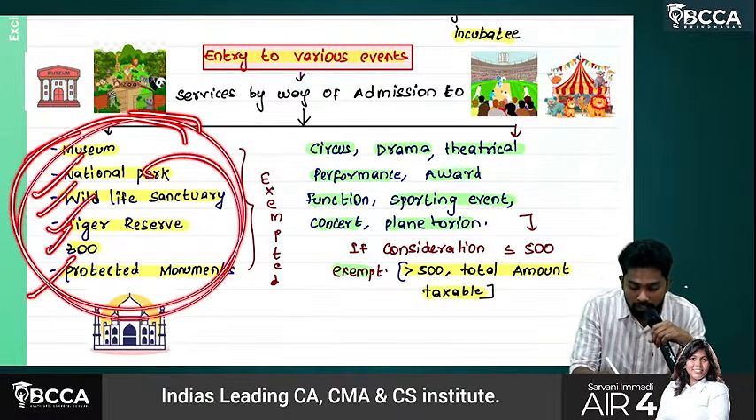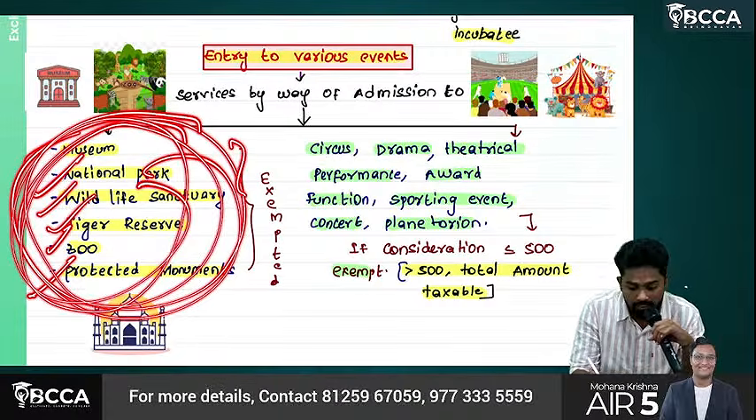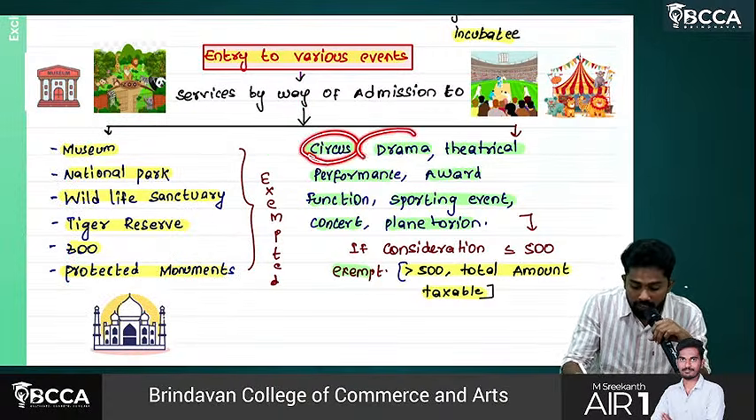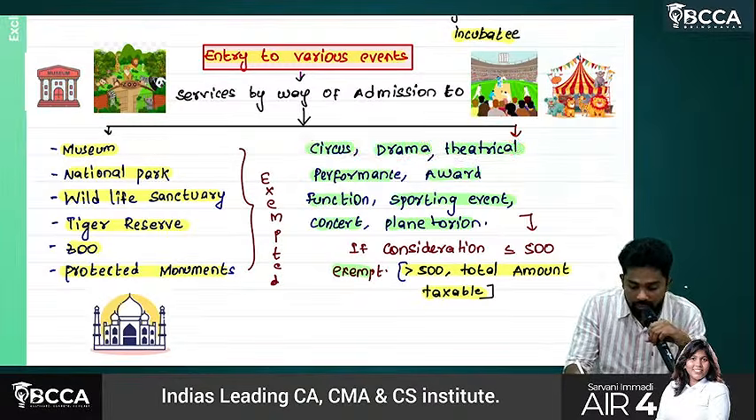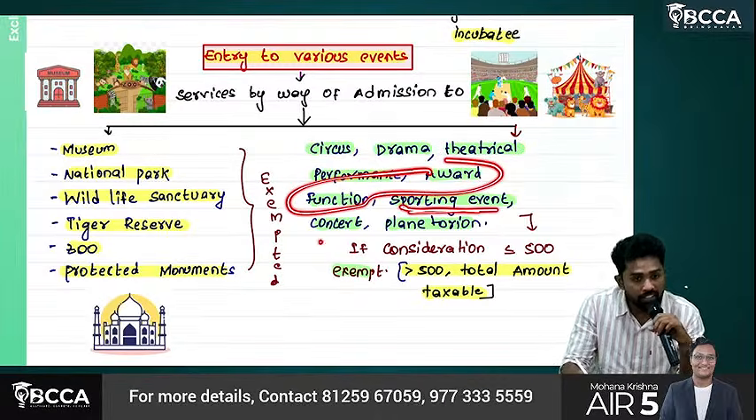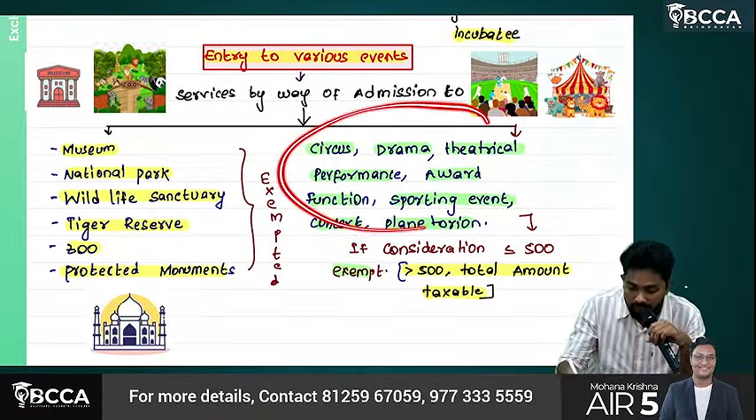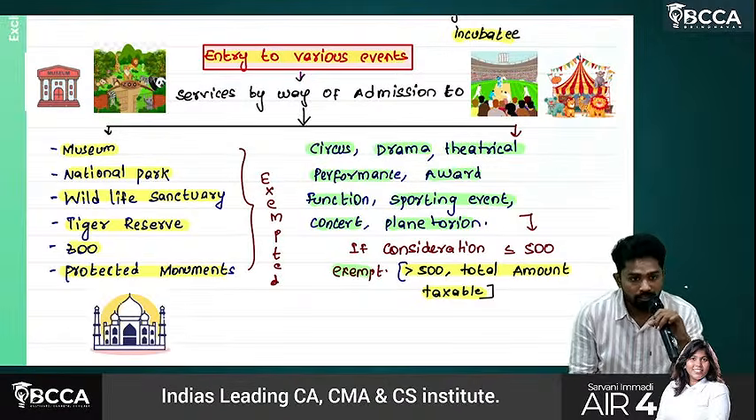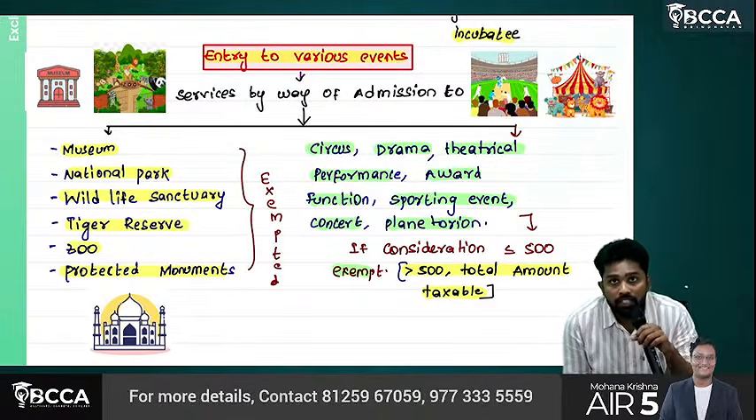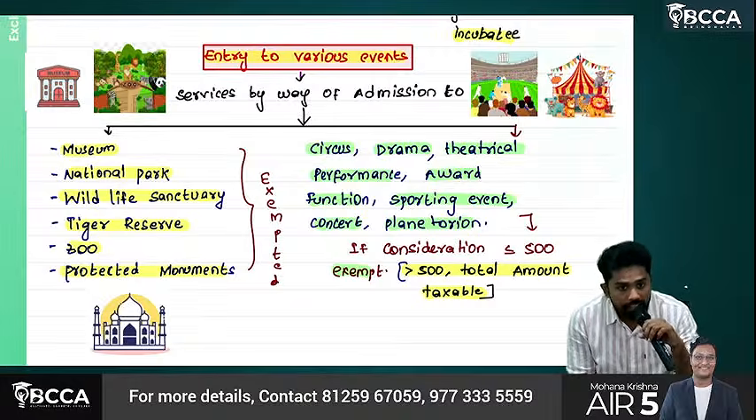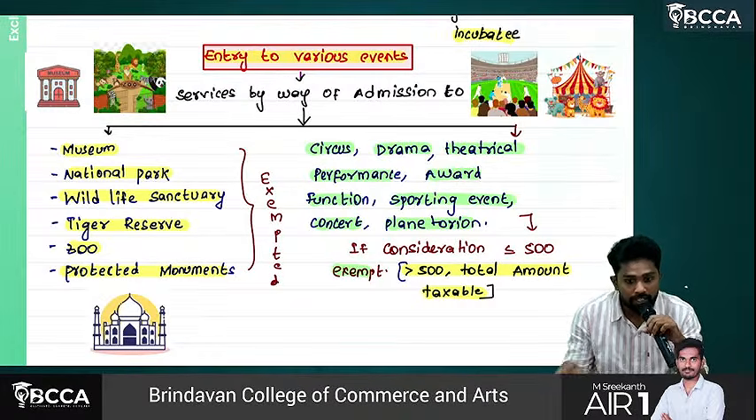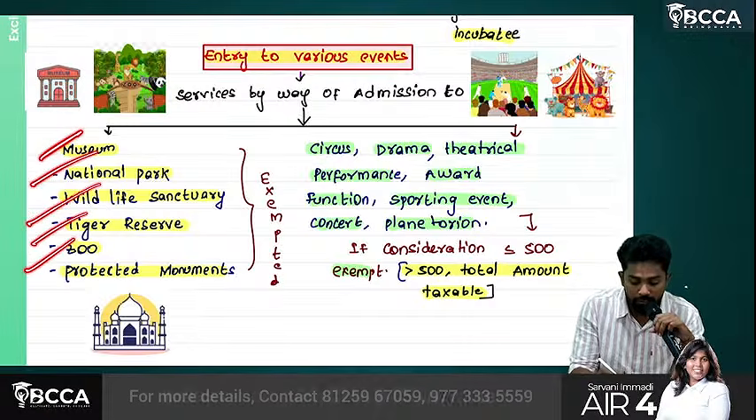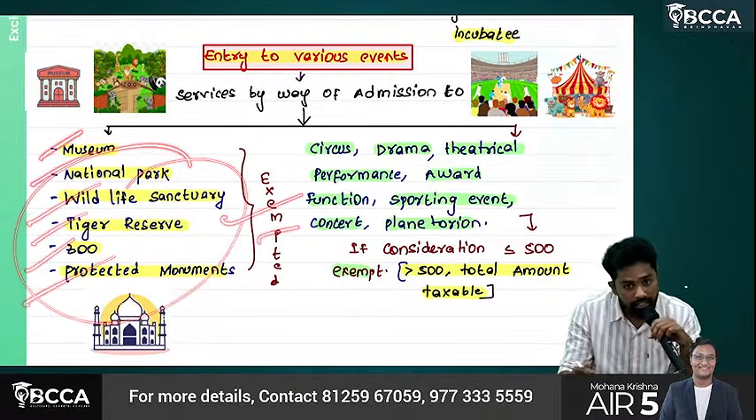All these, irrespective of the amount of consideration, are exempted. Whereas, if the entry is to a circus, drama, theatrical performance, award function, sporting event, concert or planetarium, then if the consideration is less than 500, like when you went to an IPL match, it is exempted. Above 500, it is fully taxable. Whereas for museum, national park, wildlife sanctuary, tiger reserve, zoo, protected monuments, it is fully exempted.